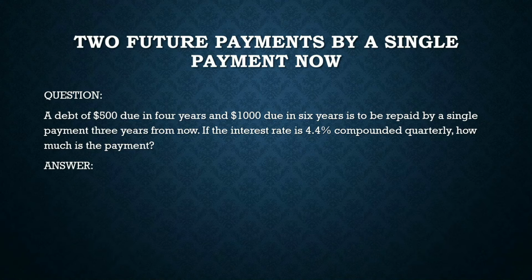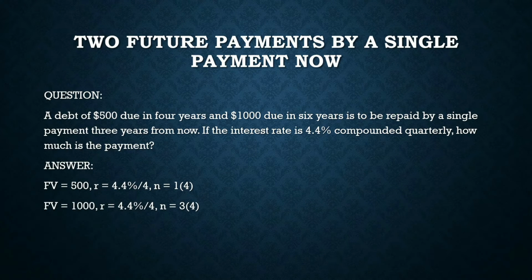Then the next question. A debt of 500 due in 4 years and 1,000 due in 6 years is to be repaid by a single payment 3 years from now. If the interest rate is 4.4% compounded quarterly, how much is the payment? The answer: FV is 500, R is 4.4% divided by 4, and N is 1 multiplied by 4. The second FV is 1,000, R is 4.4% divided by 4, and N is 3 multiplied by 4.